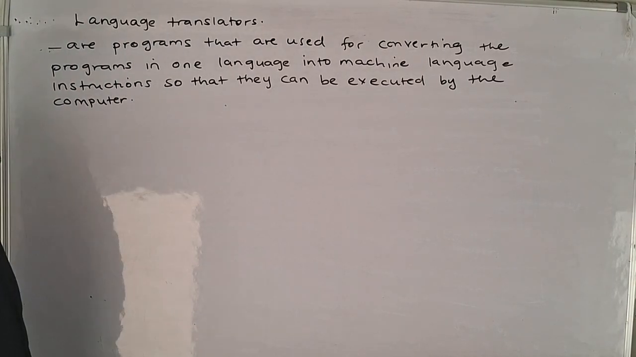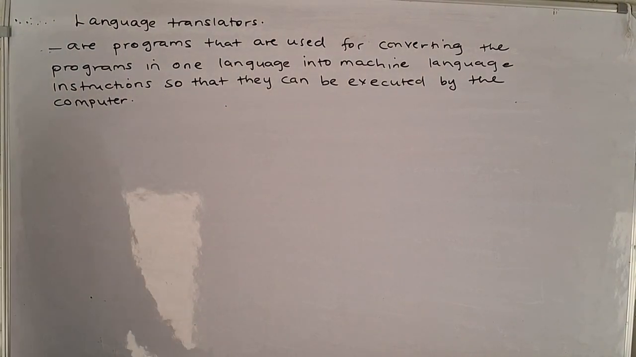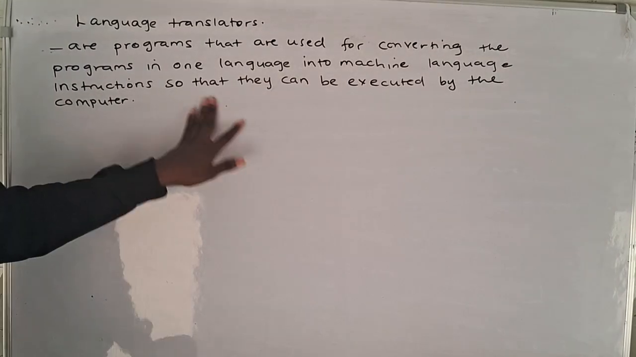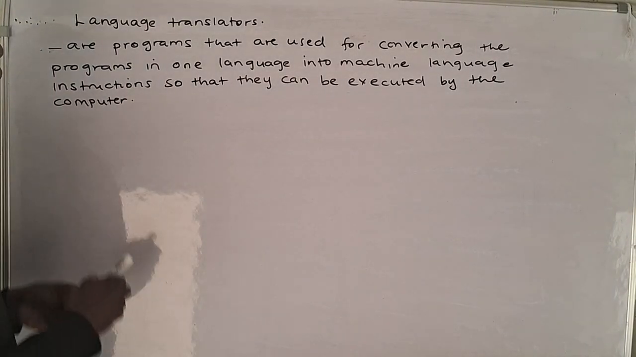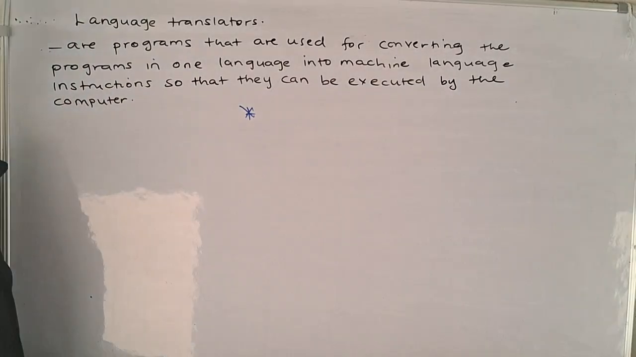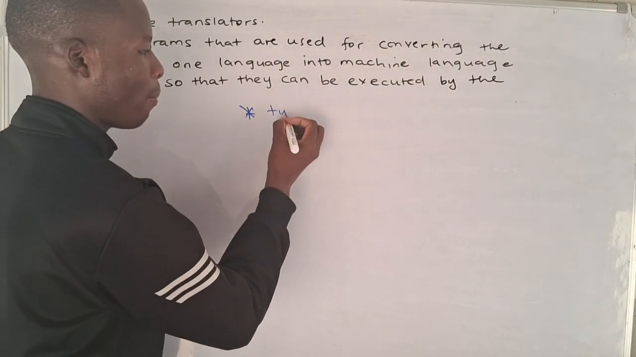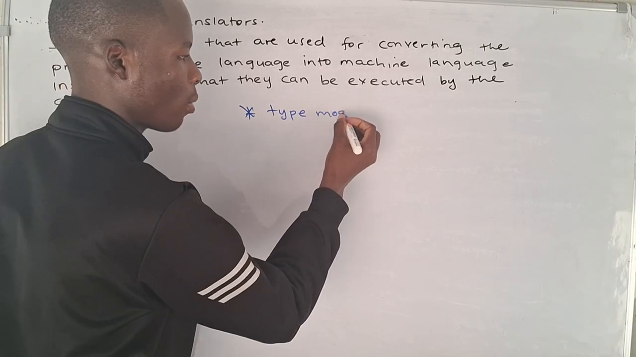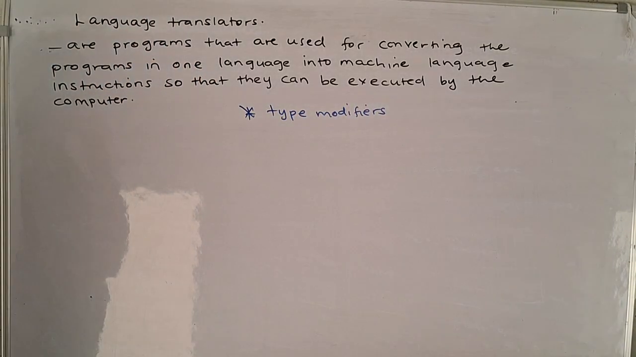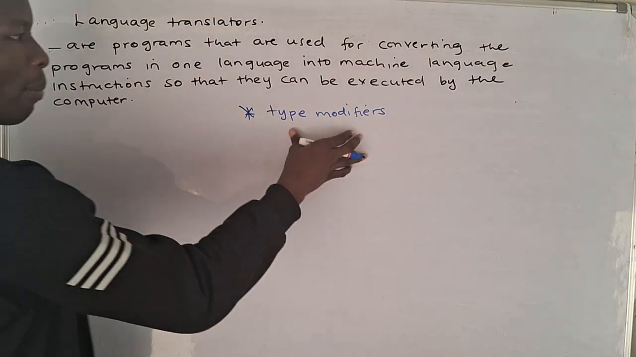In today's class, we are going to discuss language translators. Don't forget what we have covered in the previous class. In the previous class, we discussed type modifiers. We have what we call type modifiers. So what is a type modifier?